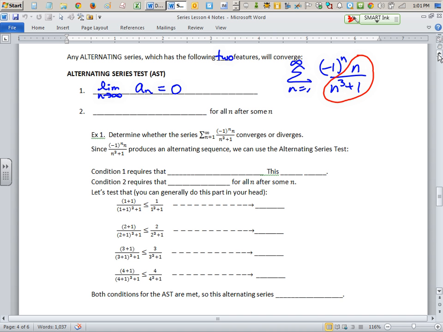Okay? The second rule is that a sub n plus 1 has to always be less than or equal to a sub n. Now you might say, Mr. Shore, that's the same exact thing. What you just wrote means the terms are getting smaller. You're right. This means the terms are getting smaller. This means that A100 is less than or equal to A99, and A1000 is less than or equal to A999. In other words, the terms are diminishing. This is saying the terms are diminishing to 0. This is saying the terms are diminishing. Isn't this redundant? Not quite.